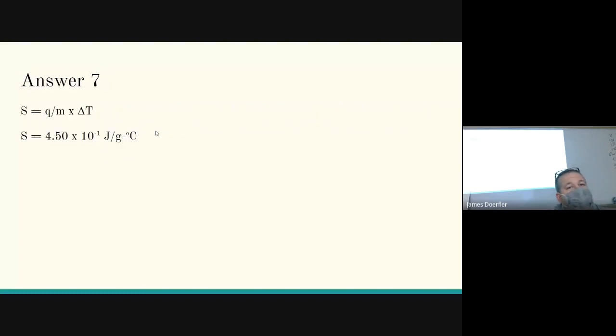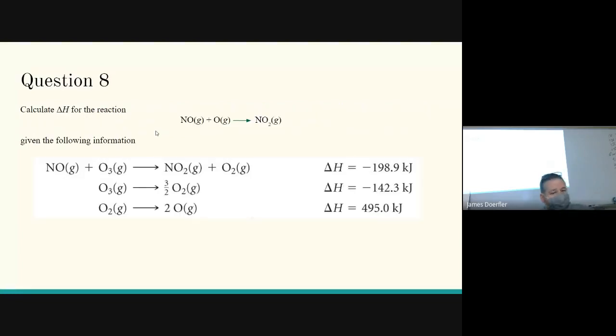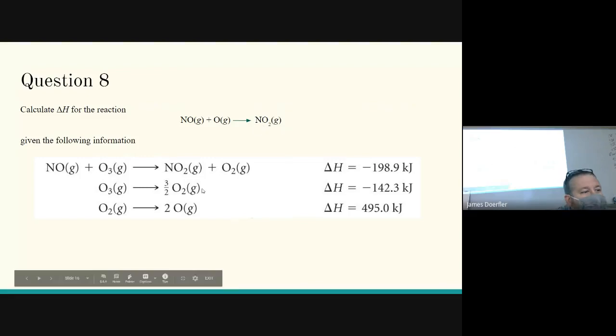Okay, this next question is talking about Hess's law. Again, let's just talk about how we solve this. This particular question is one we've already done. So I'm going to check in on you to see how you'd go about solving this. So we're to calculate delta H for the following reaction where we have NO gas plus O gas yields NO2 gas. And so we have these three equations that we need to manipulate.